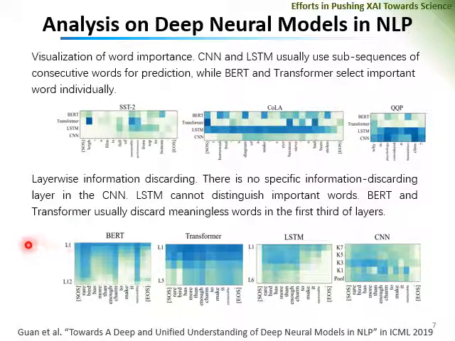And in the figure below, we can see in which layer the DNN can distinguish important words from the unimportant words.